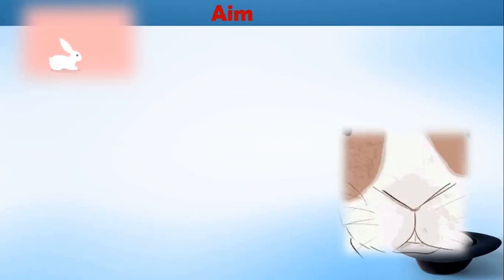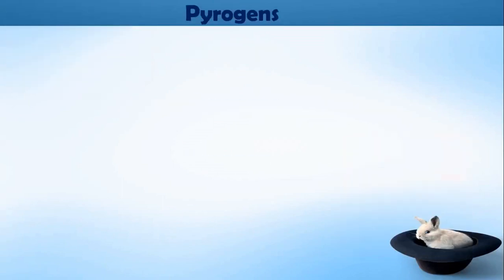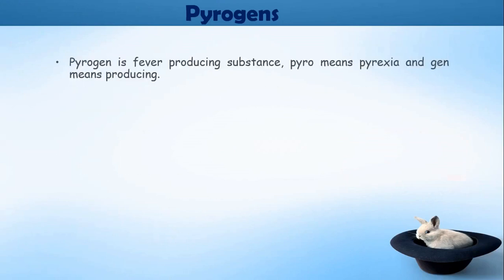Aim for today's practical is test of pyrogens by using the rabbit method. Now what is meant by the pyrogen? The pyrogen is a fever producing substance. Pyro means pyrexia and gene means producing.